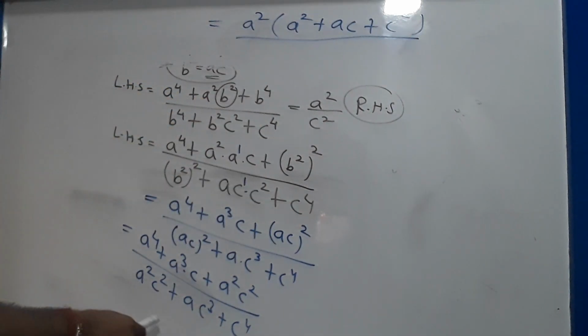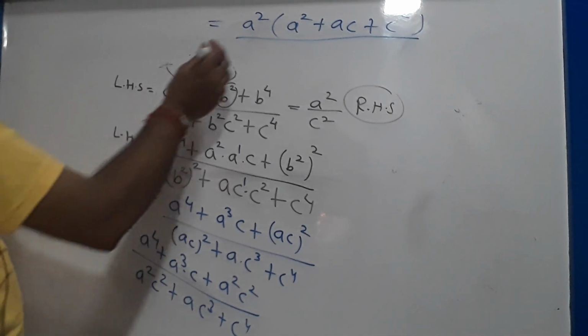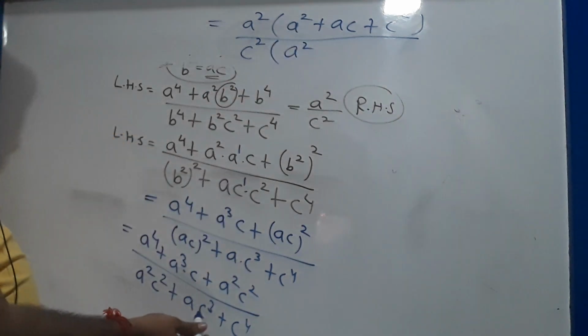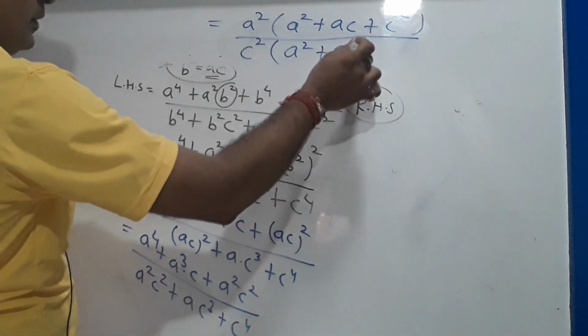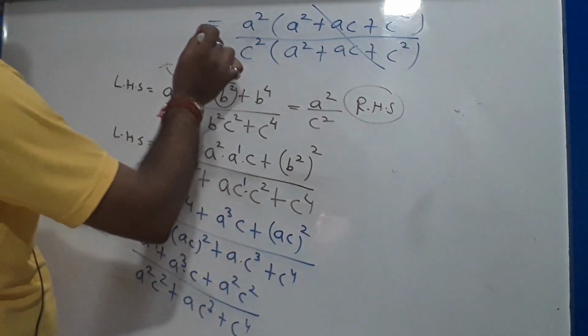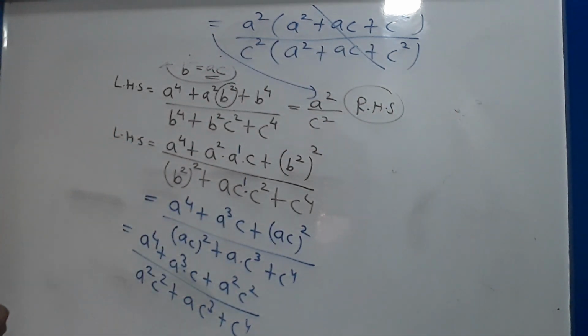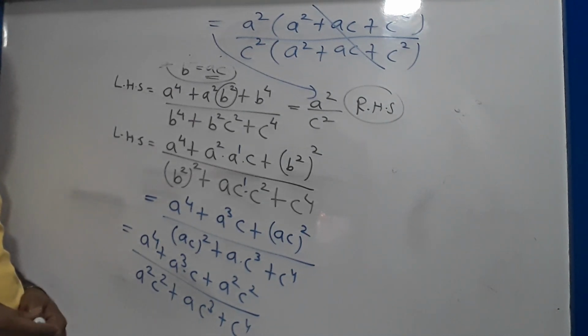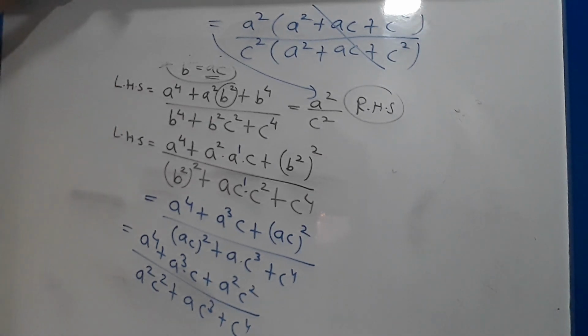Then from the denominator, what is common? C square, C cube and C power 4. C square is the least, so I will take C square outside. Then what is left? A square. Then C square I have taken outside, plus AC, plus C power 4, I have taken C power 2 outside. C power 2, this gets cancelled. What is left? A square upon C square. So the simple definition of mean: if B is the mean proportion of A and C, then B square is equal to AC.